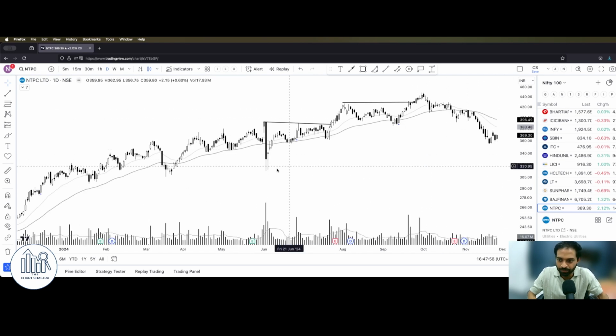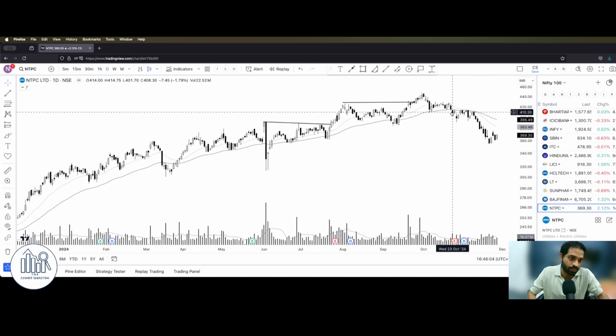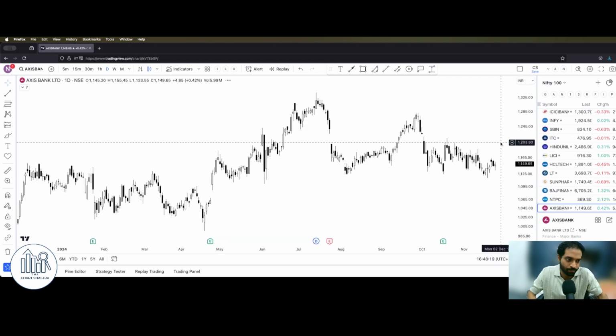Now look at NTPC. It is fairly strong. Unlike other stocks, it has held in the correction, but over the last 2 weeks, it has given up something. Probably this could be the beginning of a new correction, or let's just wait and see how the price develops over a period. As of now, this looks weaker.